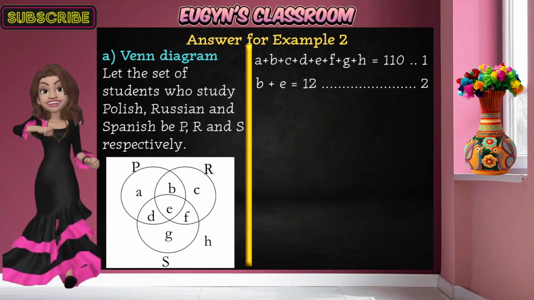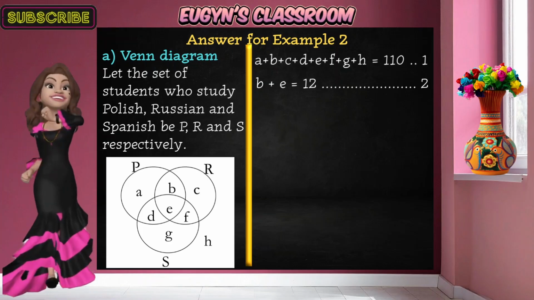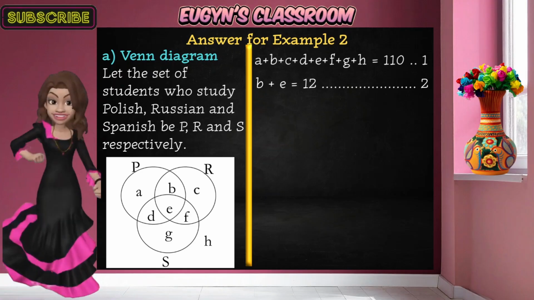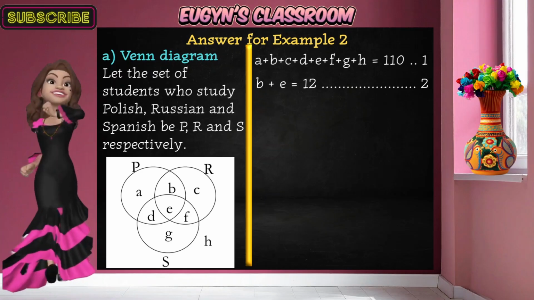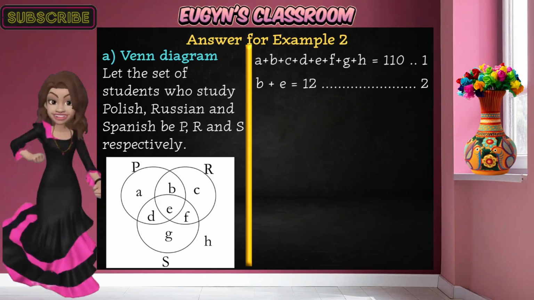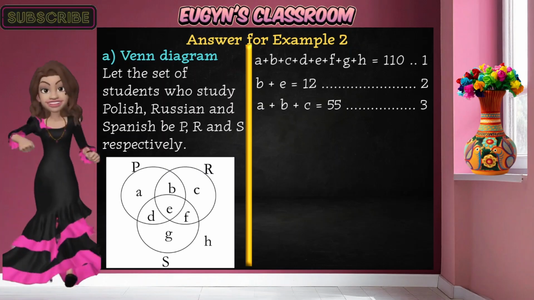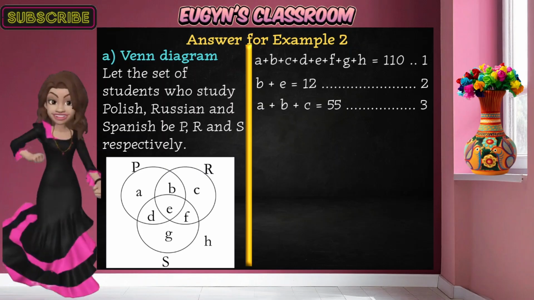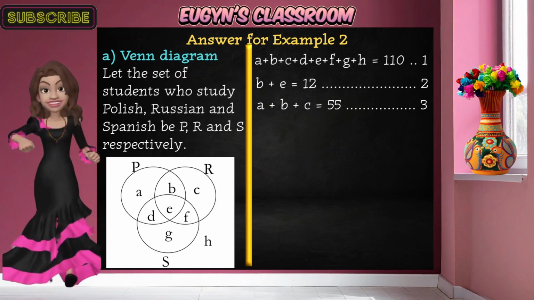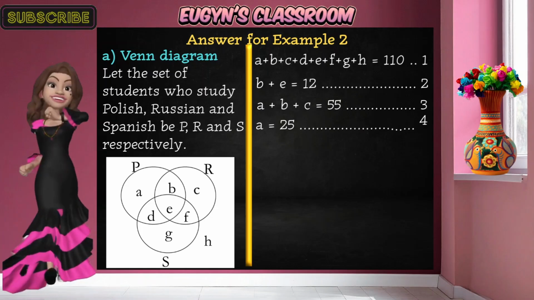Next, we're told that 55 students study Polish or Russian, but not Spanish. Polish or Russian means either they study Polish only, or Russian only, or both Polish and Russian, but not Spanish. That means for Polish only we have A, Polish and Russian only we have letter B, and then Russian only letter C. Hence A plus B plus C equals 55. Then we're told that 25 students study Polish only. Polish only, that is letter A, therefore A equals 25.